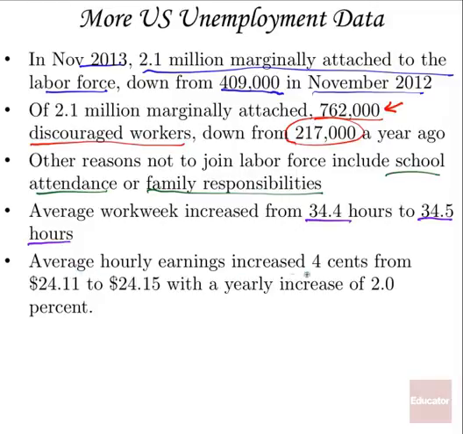The average hourly earnings increased 4 cents, from $24.11 to $24.15, with a yearly increase of 2%. Again, 4 cents might not seem like a lot, but if you're making $50,000 a year, 2% is going to be $1,000 added to your income. So generally, some positive data coming out from that particular report.